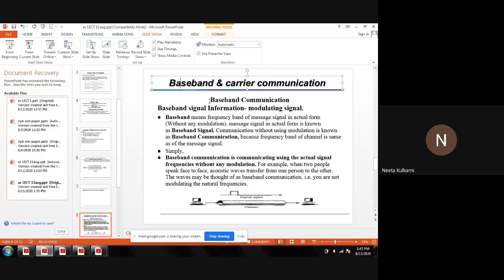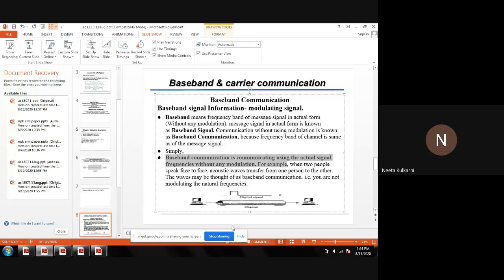Okay, so the same is given here. Baseband signal, the information, is nothing but the modulating signal. Baseband means the frequency band of the message signal in actual form. The signal in actual form is called the baseband signal, without any modulation. Communication without using modulation is known as baseband communication because the frequency band of the channel is the same as that of the message signal. This is the additional information given. Simply, we can say baseband communication is communicating using the actual signal frequencies without any modulation.